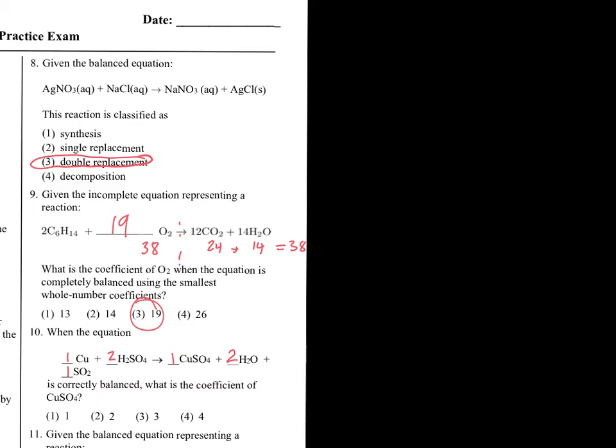Now let's look at our oxygens and double check if everything is set. On the left side, we have 8 oxygens. On the right side, I'm going to break it down each. There's 4 here, there's 2 here, and 2 here, for a total of 8. So 8, 8 on both sides, we're set. Now this question is asking for the coefficient of CuSO4, so that's just 1.